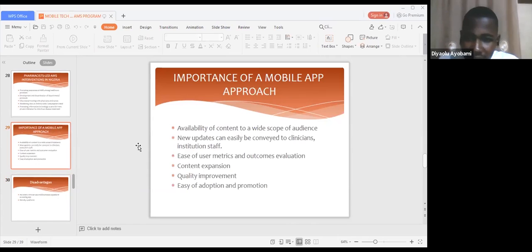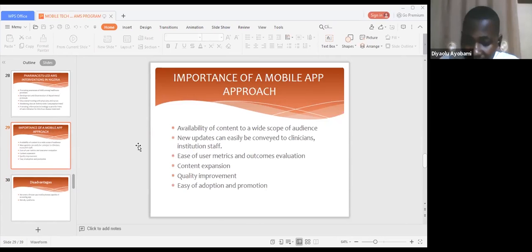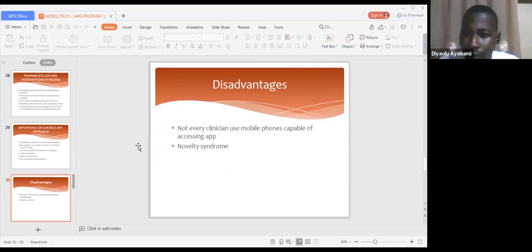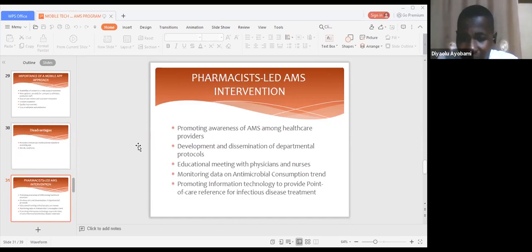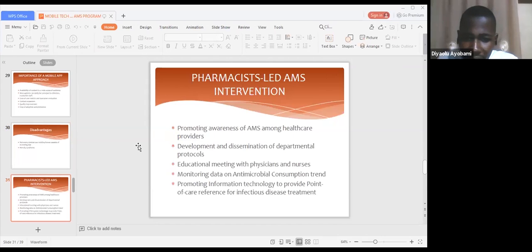However, of course, there's nothing with an advantage that doesn't have its own disadvantages. While mobile health apps are currently what the world is moving towards in terms of technology in general, and antimicrobial stewardship is not left out, we need to know that not every clinician has a mobile phone. And then there's a novelty syndrome: this thing is new, should we accept it, is it going to work? But over time, we believe when things like this get used to in the country, it will help improve stewardship.